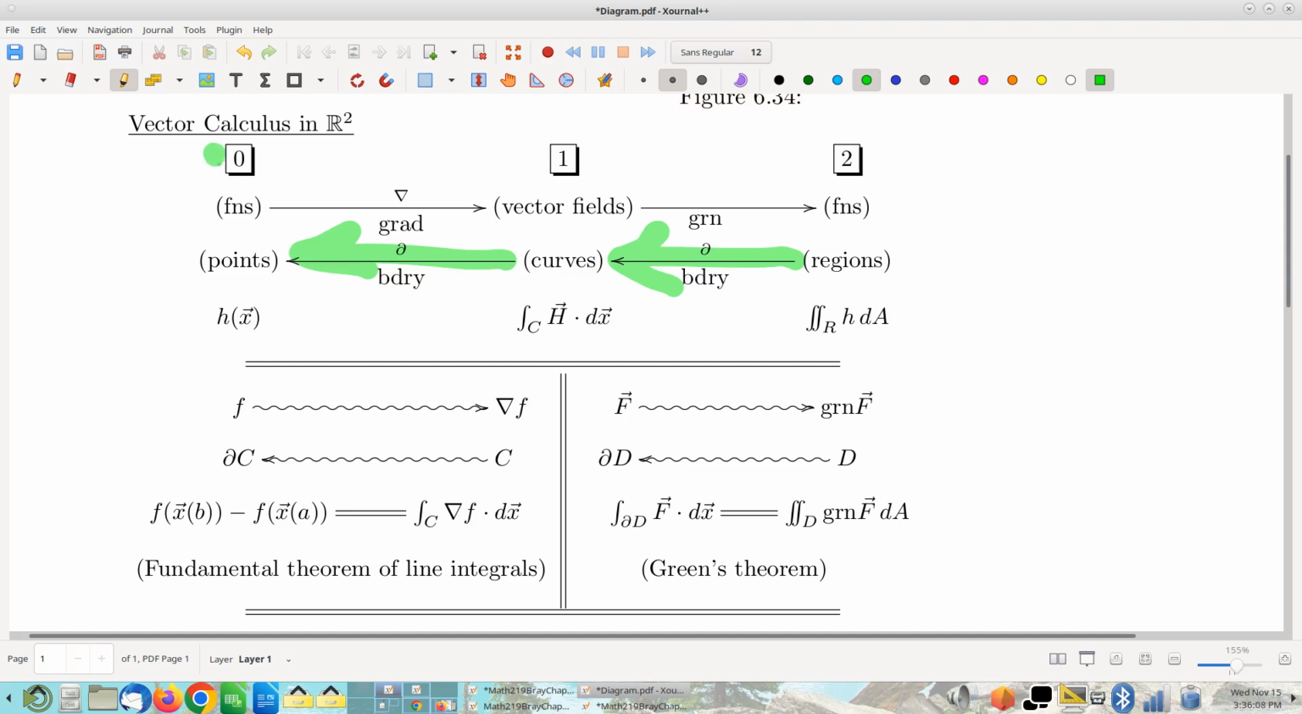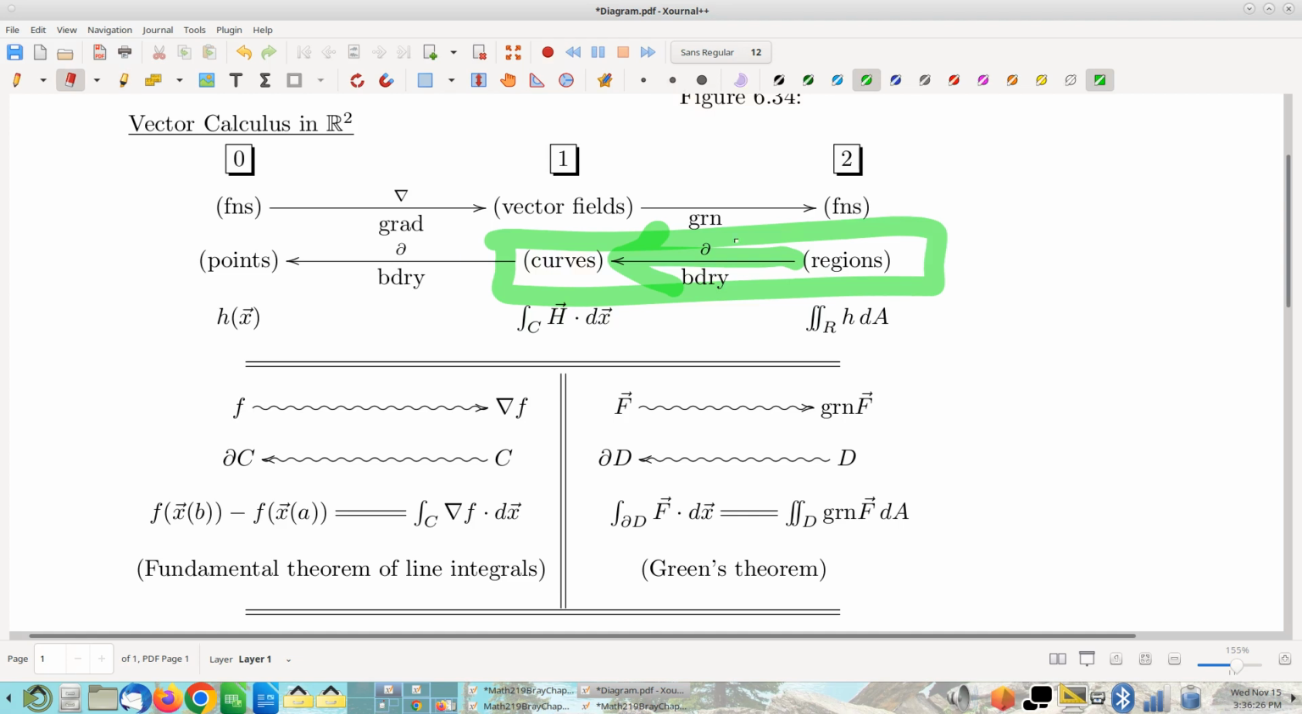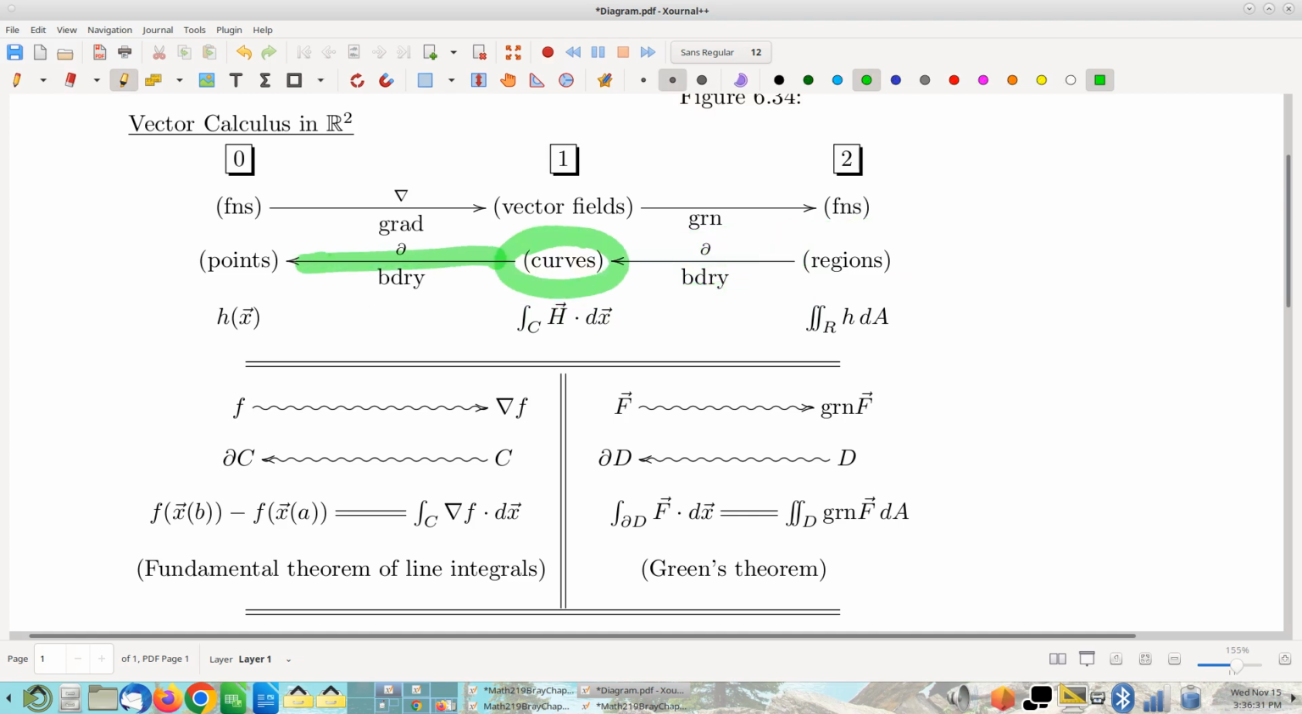Thus, these numbers here, by the way, 0, 1, and 2, reference the dimension. And furthermore, notice we can talk about how boundaries relate these things. If you give me a two-dimensional region in the plane, its boundary will be a curve, typically. And likewise, if you have a curve in the plane, its boundary will be made up of points, typically a starting point and an ending point. Okay. All right. So let's talk about the fundamental theorem of line integrals.